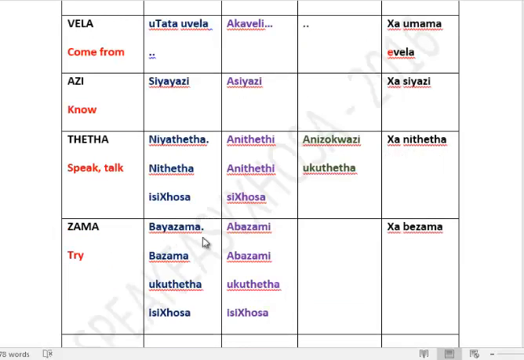Zama, try. Bayazama, full stop. They are trying. Bazama ukuthetha isiXhosa. They are trying to speak isiXhosa. And then we have abazami. They are not trying. They are not trying to speak isiXhosa. Xa bezama, when they try. So there the ba has once more become be.